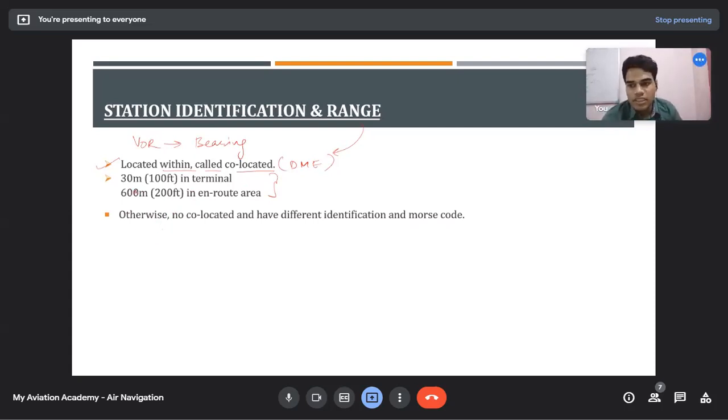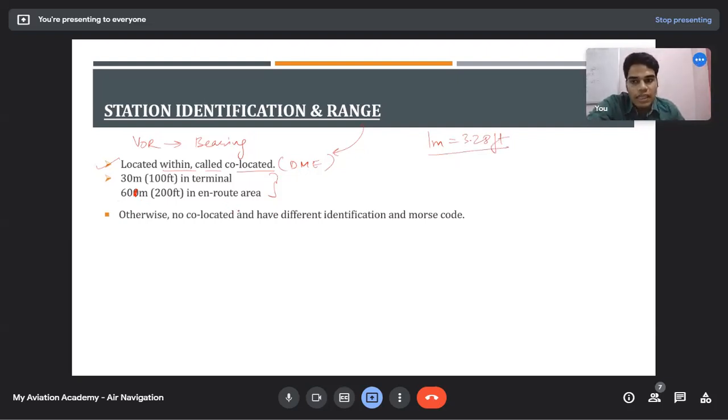Sorry, this is 60 meters, not 600 meters. There's a confusion here. In books, it's written 600 meters, but it should be 60 meters. That's how we convert it: 1 meter is equal to 3.28 feet.